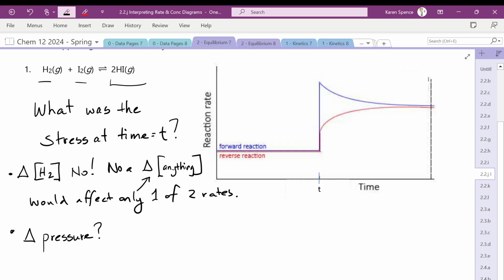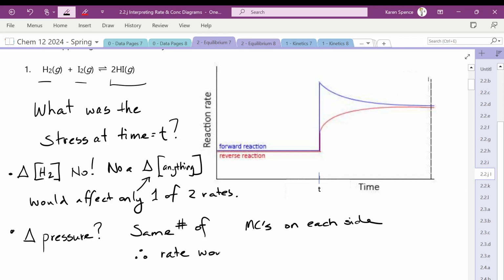Could it have been a change in pressure? No, why not? We have the same number of molecules on each side. Therefore, the rate would change the same amount.